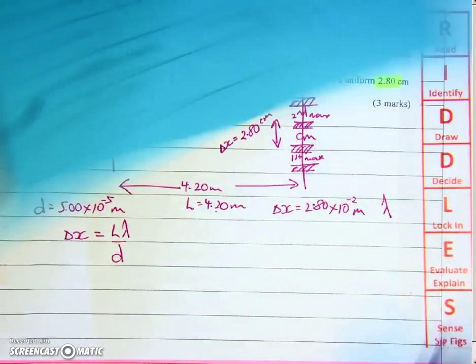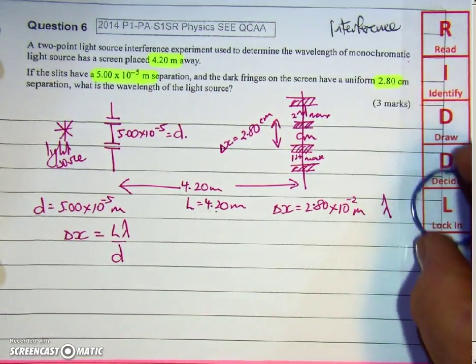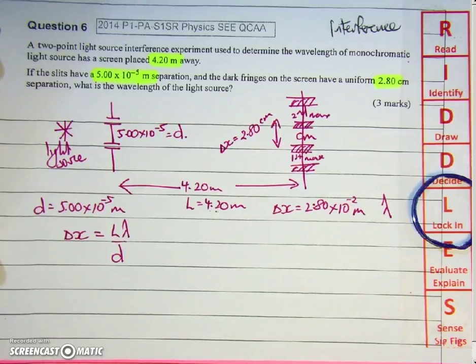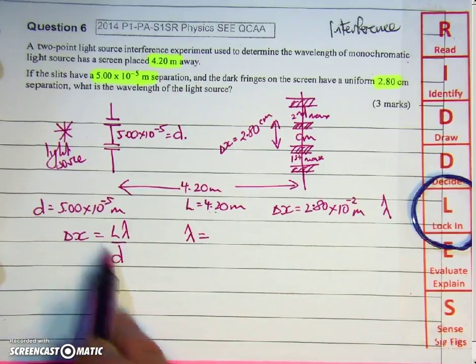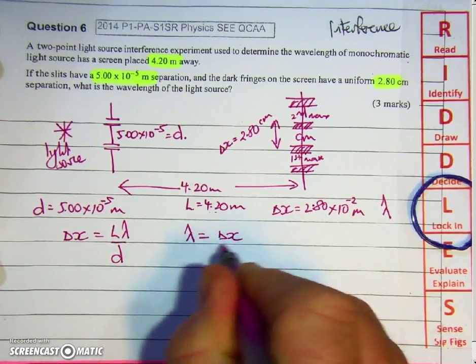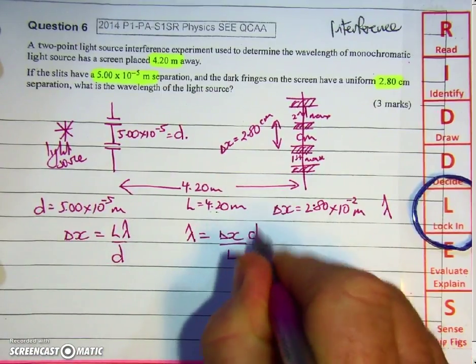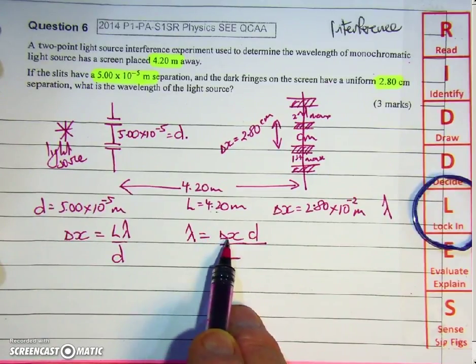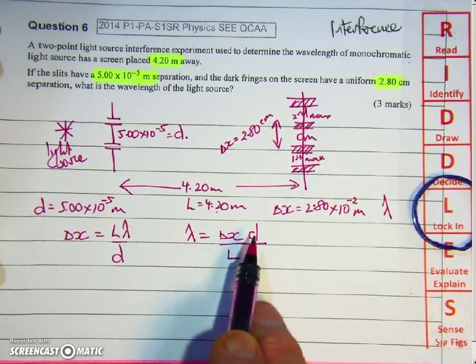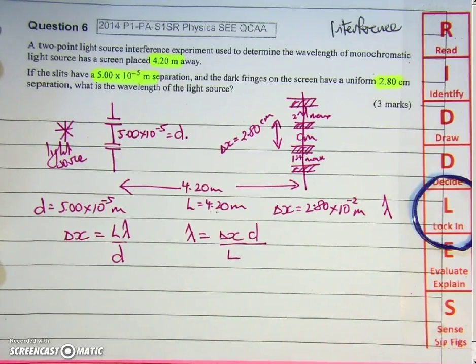Okay, so we've decided how we're actually going to go about and solve this particular problem. We need to lock in our values, but we need to have lambda as the focus of our equation. So we need lambda. To get lambda by itself, divide both sides by L. So we get delta X on L. The L's on this side cancel out. To get rid of the D, we multiply both sides by D, and the D's will cancel out. So our formula becomes delta X, the separation of our dark fringes, times D, the separation of our slits, divided by L, which is the distance away to our screen.